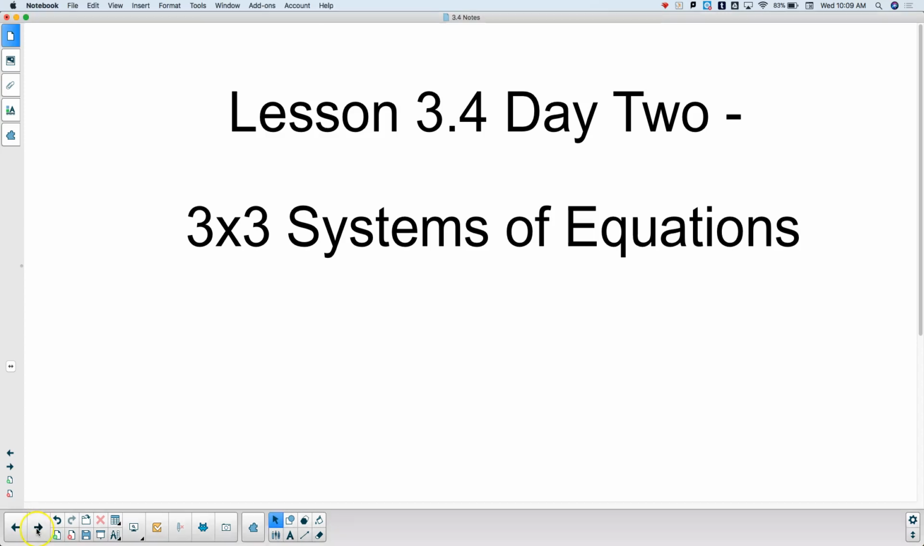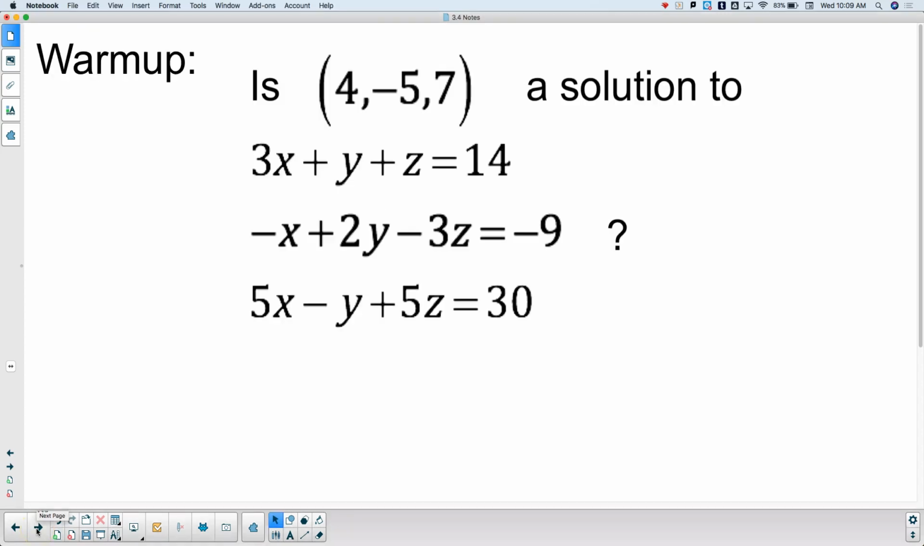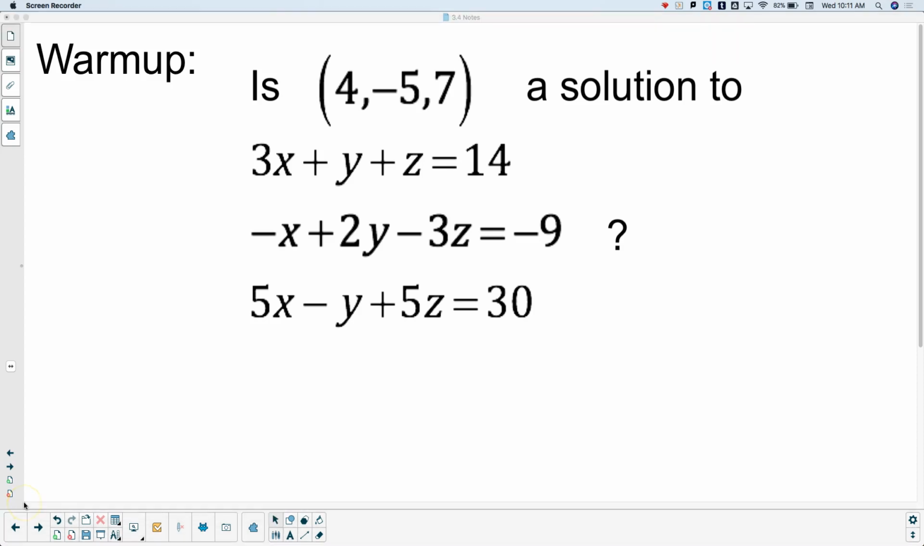Okay? So first question is, our warm-up today is that ordered triple a solution to that system? You tell me yay or nay. Yes or no? Solution, not a solution? No? Okay. Well, let's check it out.